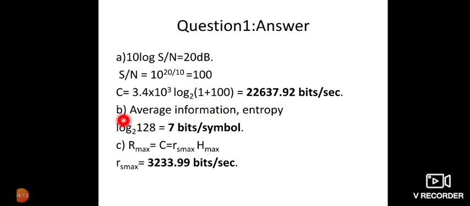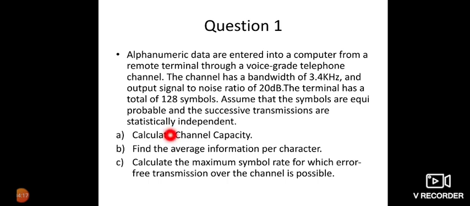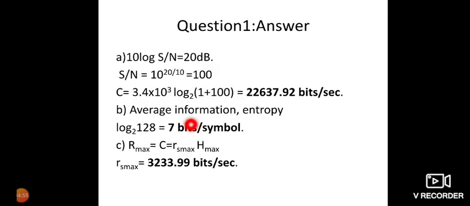Now we want to see about the next part: find the average information per character. What is average information? That is H of X, the entropy. Here the channel is continuous, but 128 symbols are emitted, which is the discrete case. If the symbols are equiprobable, then we know that the entropy expression is log base 2 K, where capital K is the number of symbols. So here we perform log base 2 of 128, and we get 7 bits per symbol. That is the average information, the entropy we wanted to find.